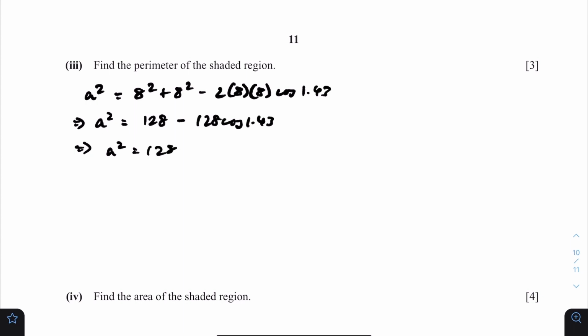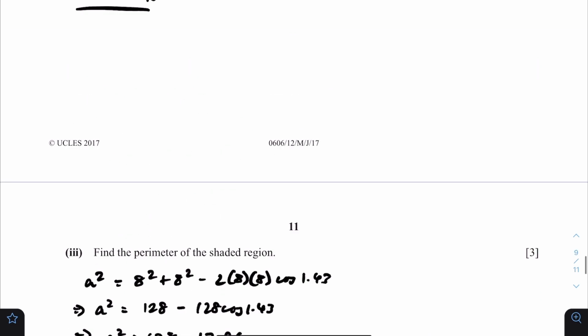And then let's find what cos 1.43 is. Cos 1.43 is equal to 0.140332. If we multiply that by 128, we get 17.96 approximately. So minus 17.96. So we know that A is equal to the square root of 128 minus 17.96, which is equal to 110.04, which is equal to 10.49.